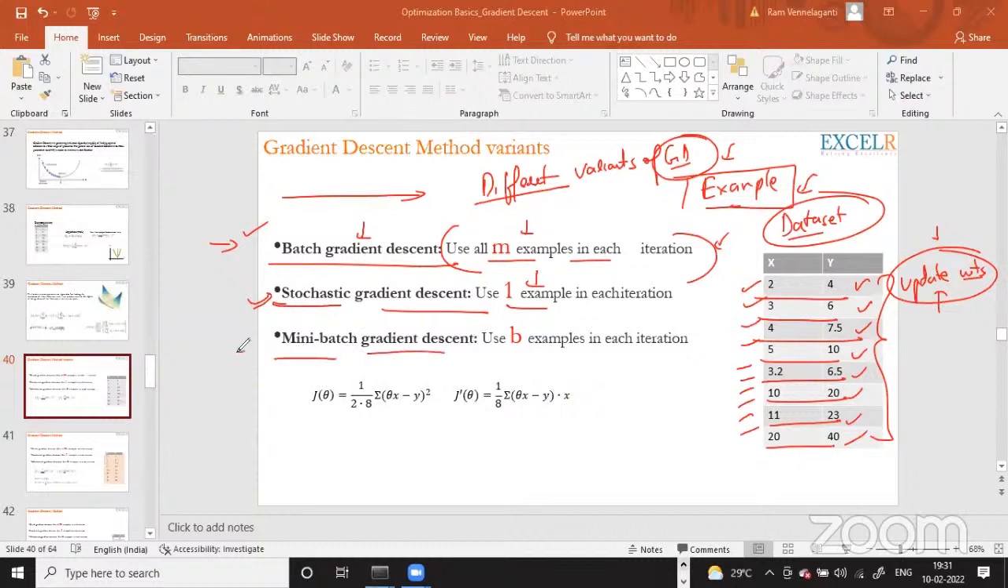Then you have mini batch gradient descent. What is mini batch gradient descent? You are not going to consider the entire data set, nor a single observation, but somewhere in between. Maybe you can consider 2 observations or 3 observations or 4 observations every iteration and update your weights. So any of these 3 different variants of gradient descent you can use. It is up to your choice.